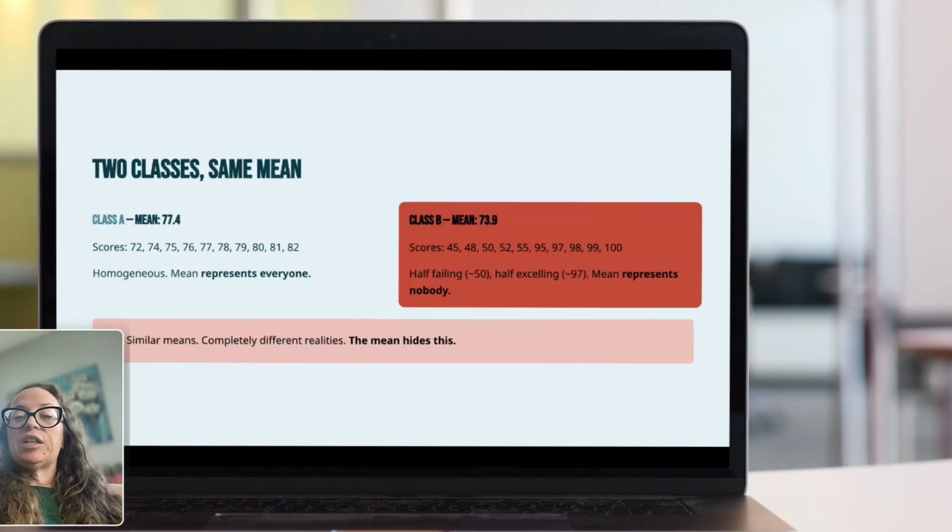So if you only saw the means, 77 for class A and 74 for class B, you might think they're similar, with class A slightly higher. But class A is a homogeneous group, meaning that they're similar, they're moving together. Class B is a disaster, okay? Two completely separate populations. Half the students are excelling, half are failing. They need completely different interventions. They need to be taught in different ways. The mean hides this. The mean lies.